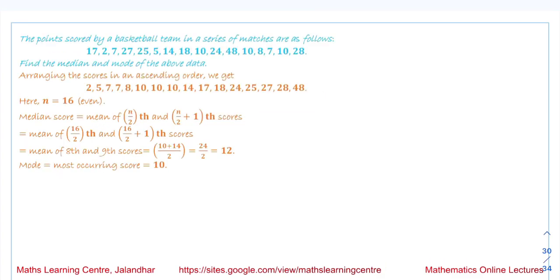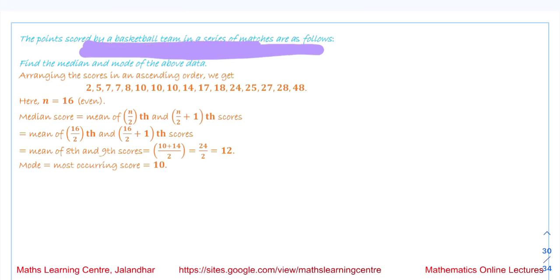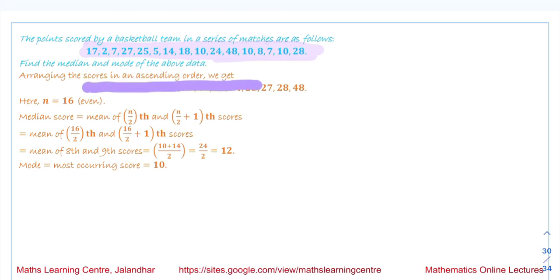Next, the points scored by a basketball team in a series of matches are as follows. We have to find the median and mode of the given data. So we have arranged these in ascending order in this form. You have to do this on your own, looking at the values over here. The smallest value we have is 2, next is 5, next is 7, and 7 we have 2 times over here, next is 8, next is 10, and we have 10 three times. Likewise we have arranged all these values.